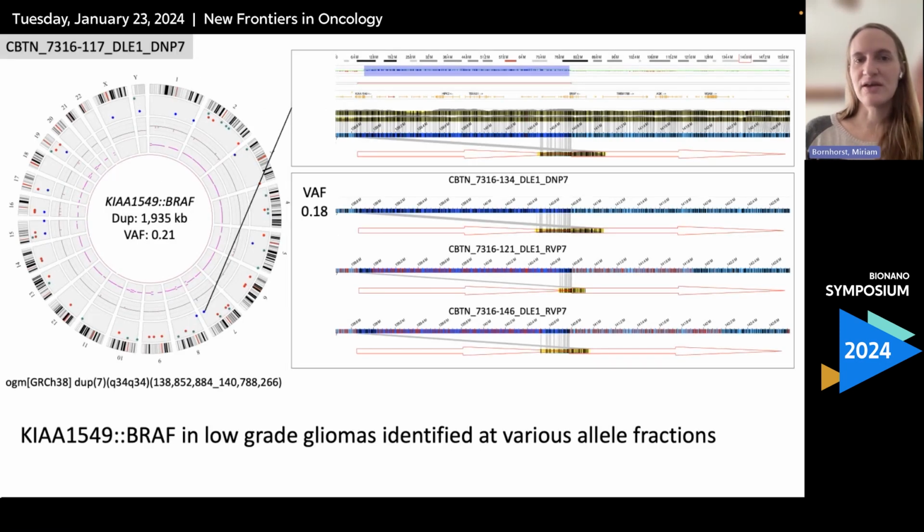And this is just showing 4 examples of low-grade gliomas that we've pulled in that highlight that importance. All of these low-grade gliomas by clinical testing did not have a BRAF fusion, but when we looked at them through optical genome mapping, we were able to find a BRAF fusion at a mosaic level in the 4 different tumors. So it's important, again, to be able to identify these fusions, even if they're at a low level.